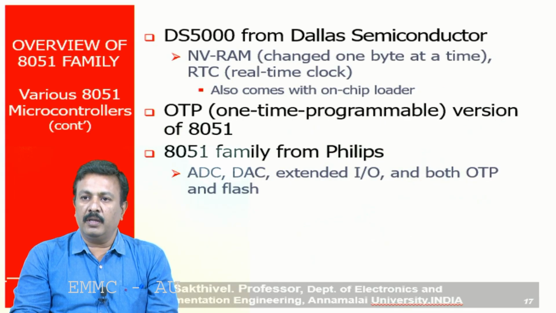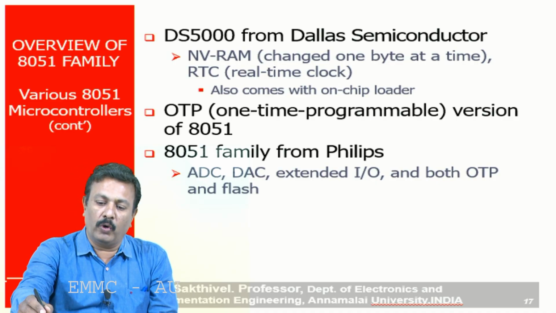Okay, next one, the DS5000 from Dallas Semiconductor. It has NVRAM, so you can change one byte at a time. No need to erase the whole data. If you want to remove or load data, you can load it a byte at a time in a memory location. It has the real-time clock also, and comes with an on-chip loader.